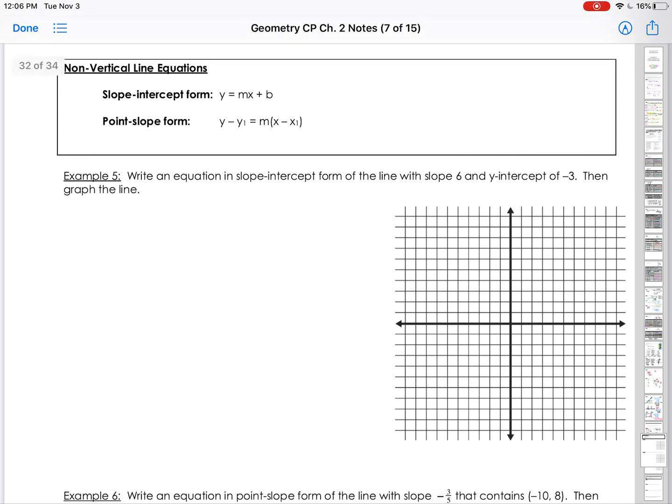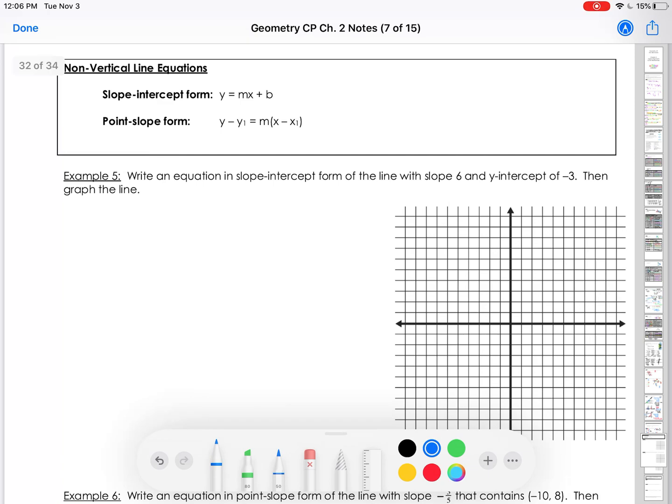There we go. All right, non-vertical line equation. So the slope-intercept form is y equals mx plus b. That's the one you're most familiar with. And then in Algebra 1, you also saw one that was called point-slope form. Y minus y1 equals m times x minus x1.